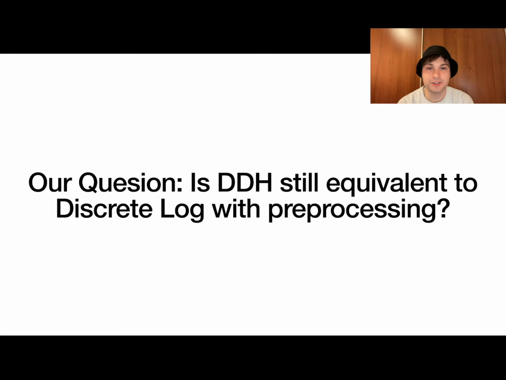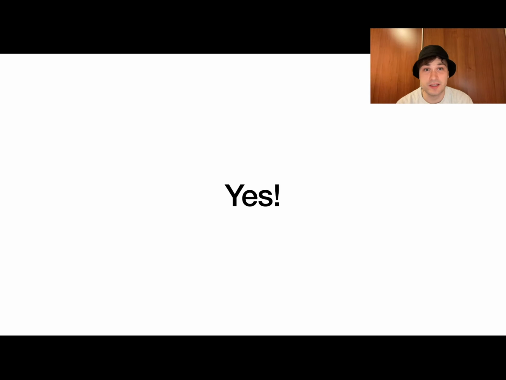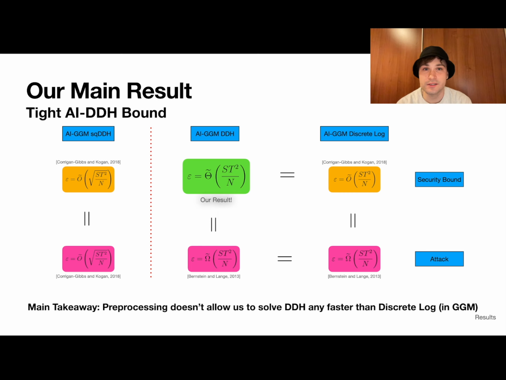Our main research question is: is DDH still equivalent to discrete log even with preprocessing? And the answer is a resounding yes. This is the current state of the art as of our new work. Notice that previously the DDH problem had a different security bound and attack, but now in our work we've proved that in fact the tight bound for the DDH problem matches that for the discrete log.